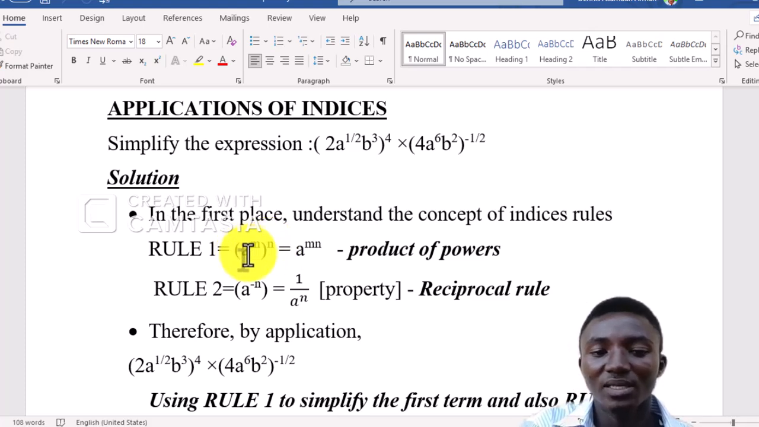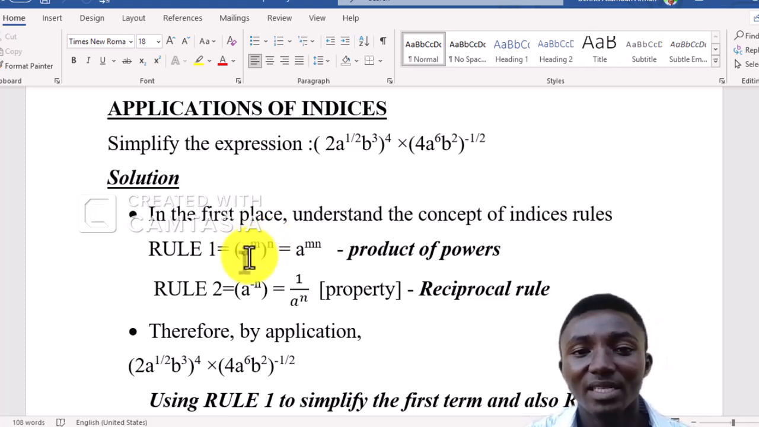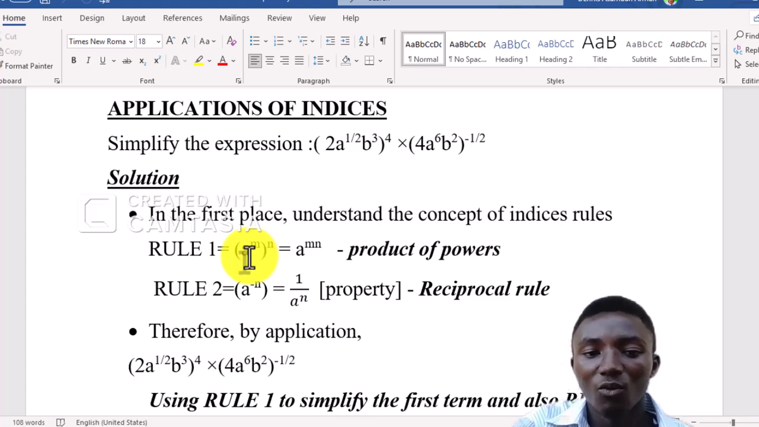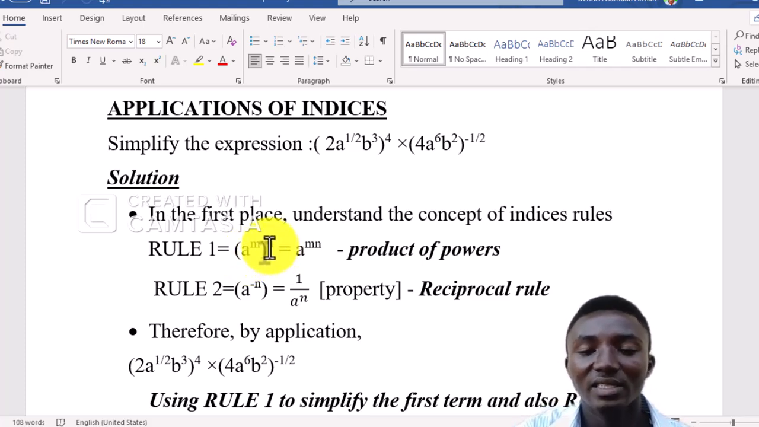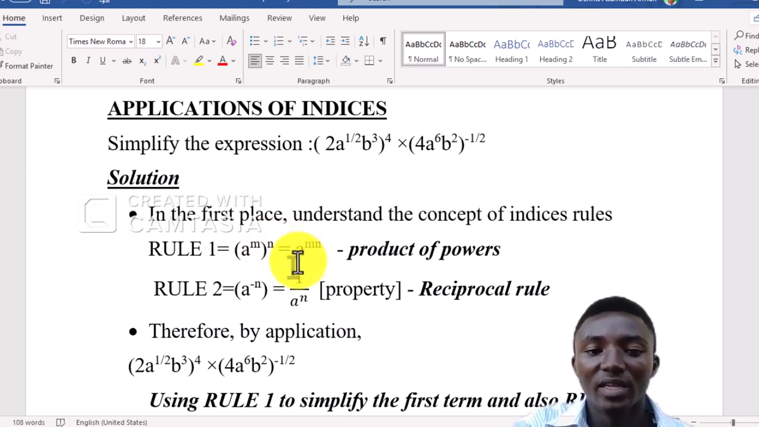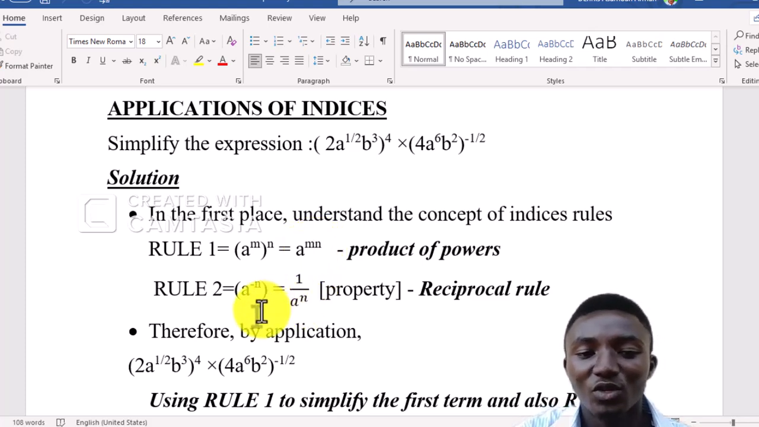If there are five expressions here, each of them having a base and a power, use this n outside the bracket to multiply everything. When you do that, you must get an expression in this form, meaning a raised to the power mn. And anytime you see mn in this form, it means it is multiplied. We also have a second rule. We call it a reciprocal rule, but it's a property. Actually, we have rules in indices and also properties in indices, okay?